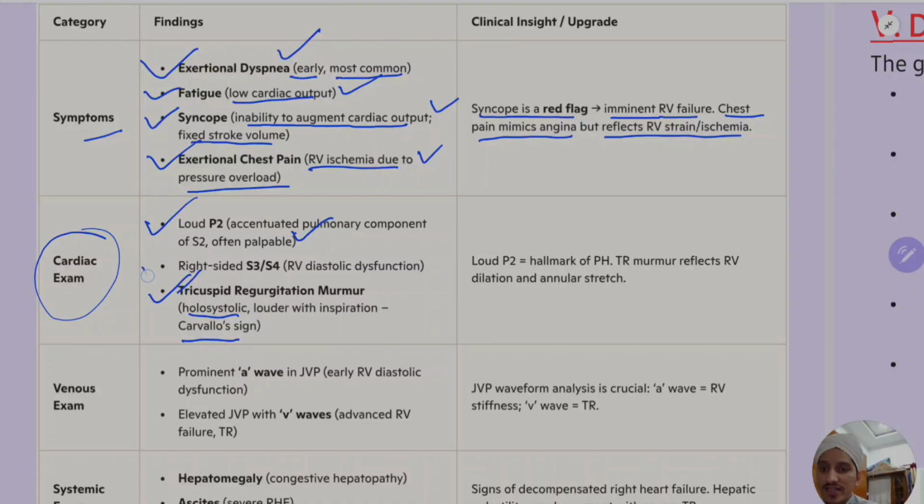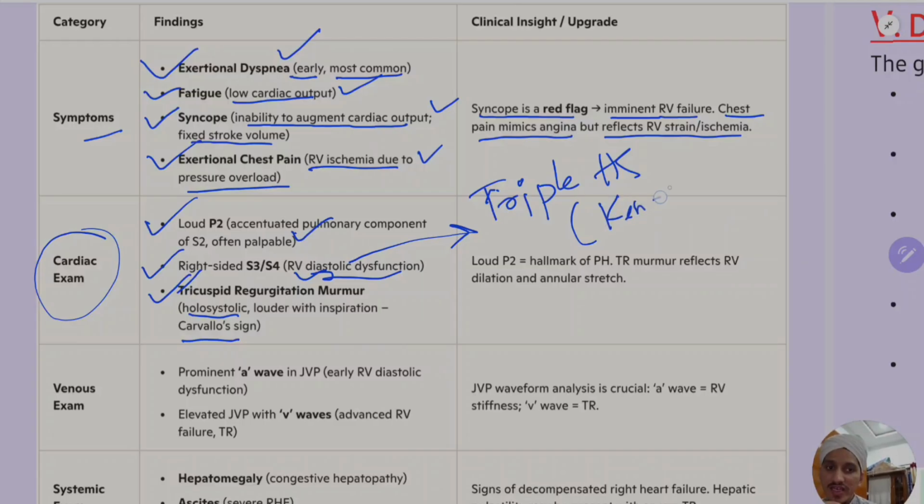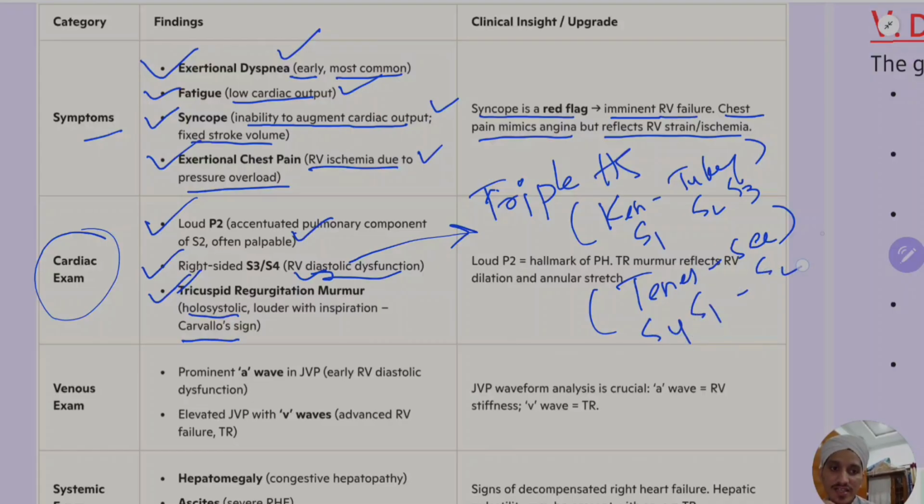And one more thing I forgot to say is there is right-sided S3, S4, discussed in detail in the part of heart murmurs and adventitious sounds. Okay, you can go and watch that video. So when there is right ventricular diastolic dysfunction, you will have this triple heart sound. Which are the triple heart sounds? One is Kentucky, which is nothing but S1, S2, S3. One is Tennessee, which is nothing but S4, S1, S2. So triple gallop, it is known as gallop rhythm. So you will hear a triple heart sound when there is right ventricular diastolic dysfunction.